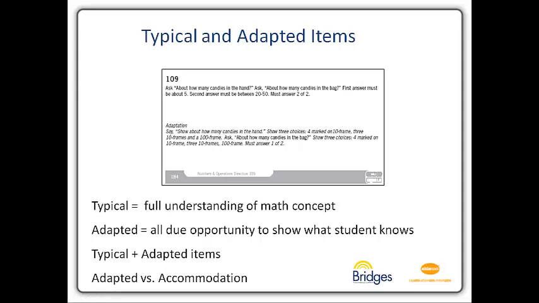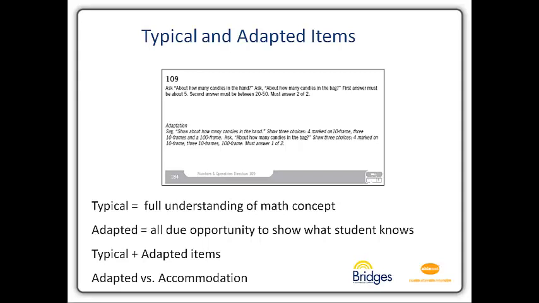When you give a typical item, you are assessing full understanding of the concept. When you give the adapted item, you are giving the student all due opportunity to show what he or she knows, perhaps a portion of the concept. There will be a half credit given for adapted items. Now, you can give all typical items, or you can give all adapted items, or you can give any combination.